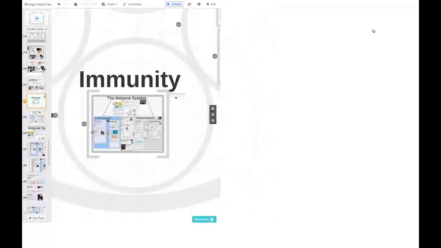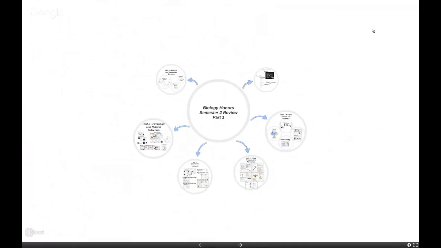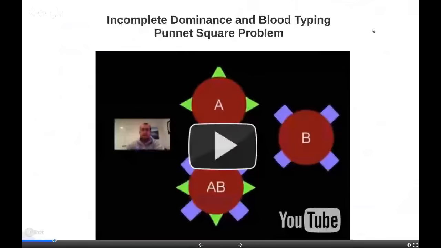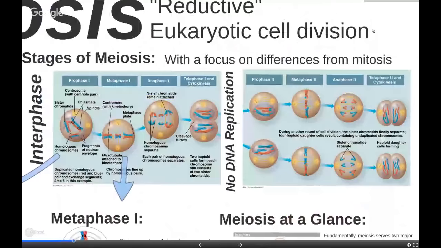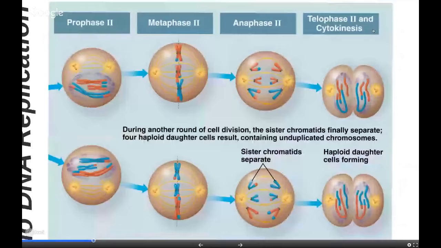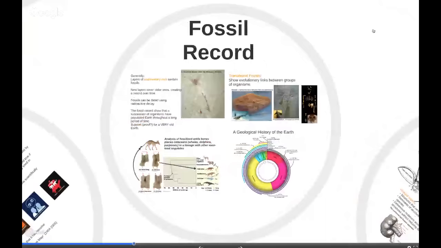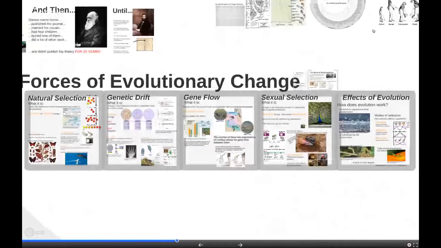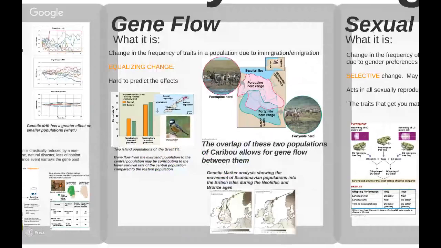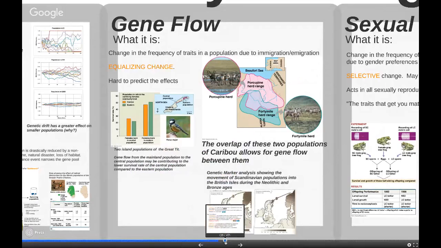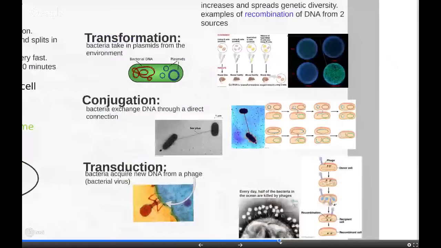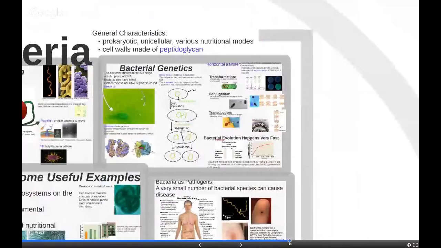So, the immune system. I have to fast forward through all of this to get to the immune system. Here we go, finally.